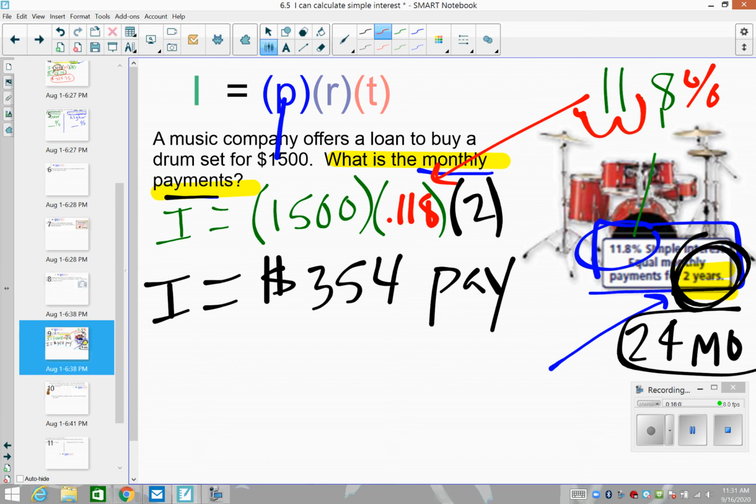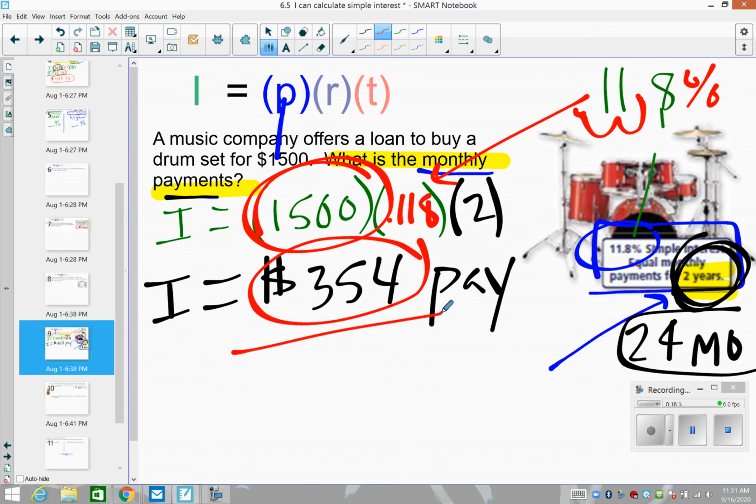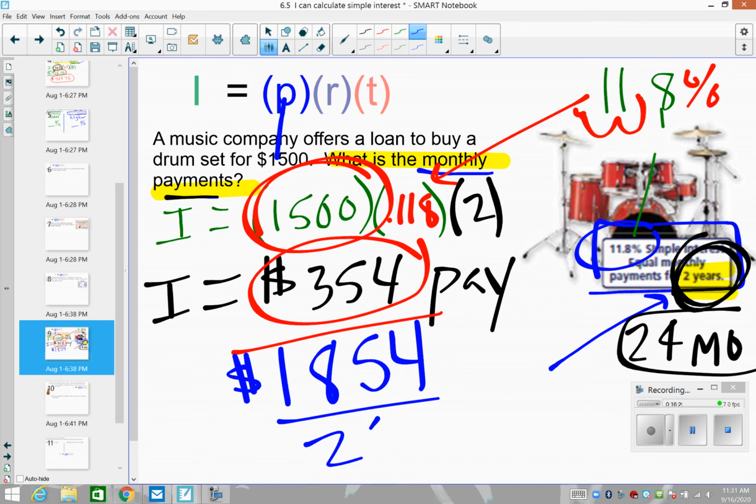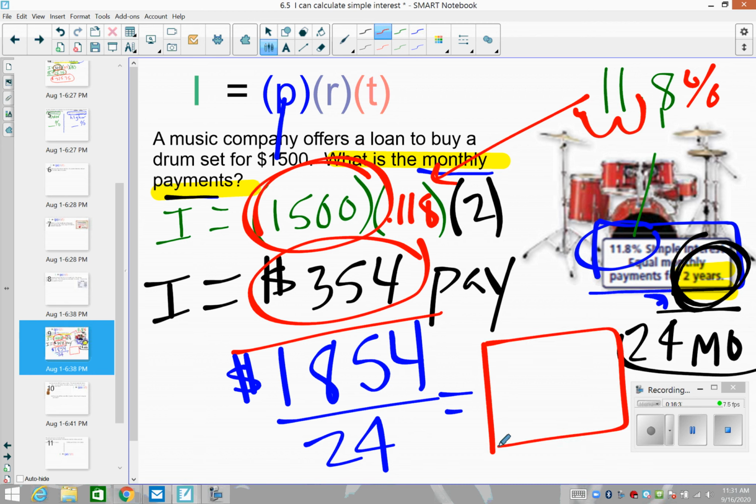Now keep in mind that you have to also pay for the actual drum set plus your interest, which gives us $1,854 that we're actually going to have to pay back. So the drum set plus the money that you have to pay to borrow. It's not free to borrow stuff, right? We're going to divide that by 24 months and calculate how much our monthly payment is over the course of the 24 months, or 2 years.